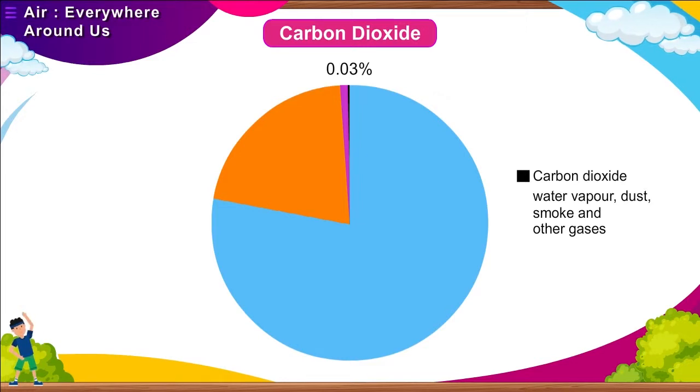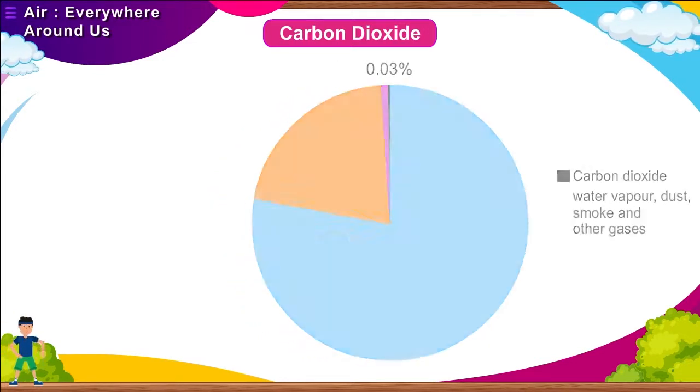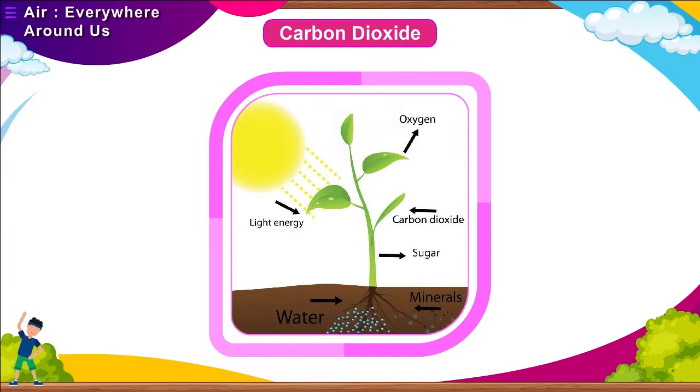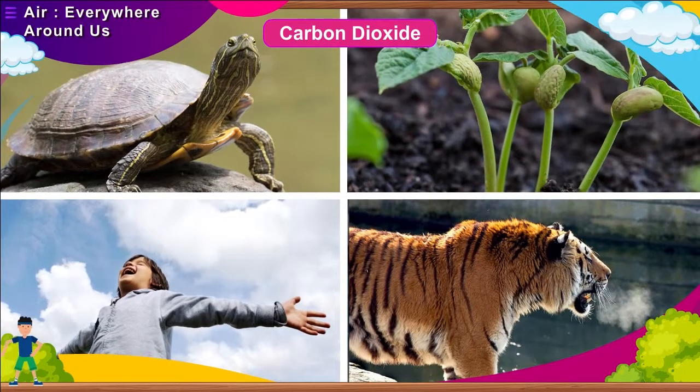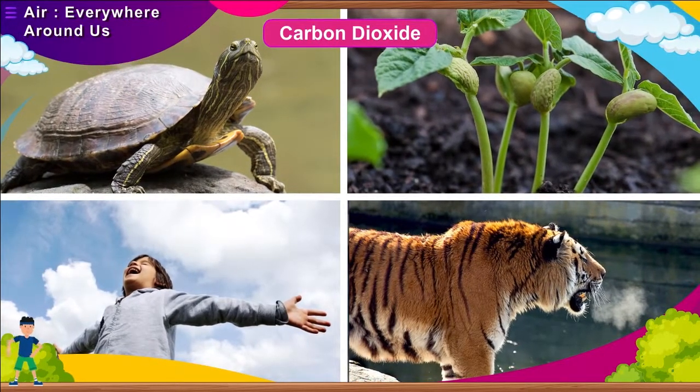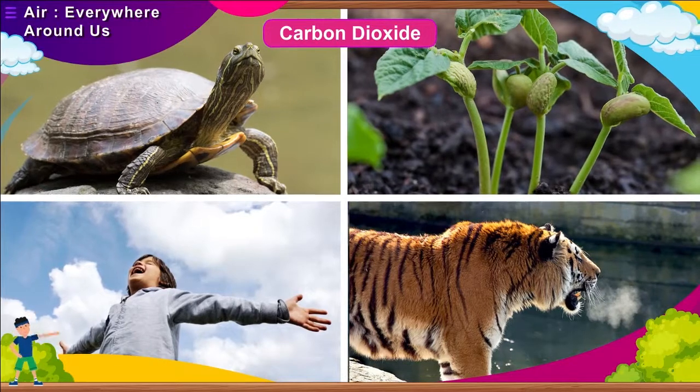0.03% of the air is carbon dioxide. Carbon dioxide is taken in by green plants during photosynthesis. Humans, plants and animals take in oxygen gas for respiration and release carbon dioxide.